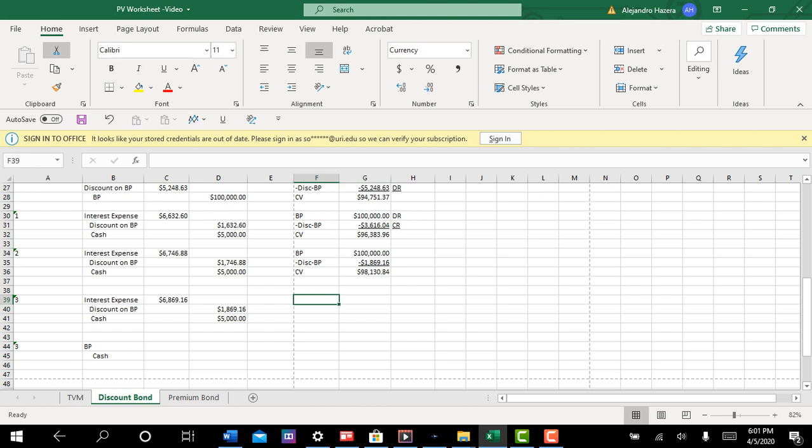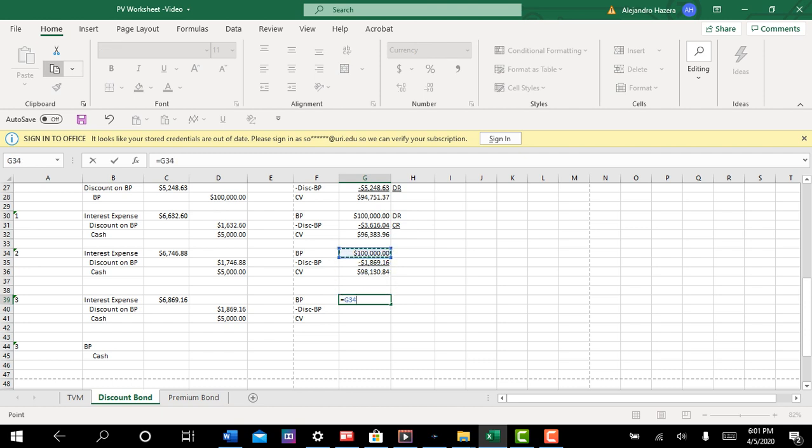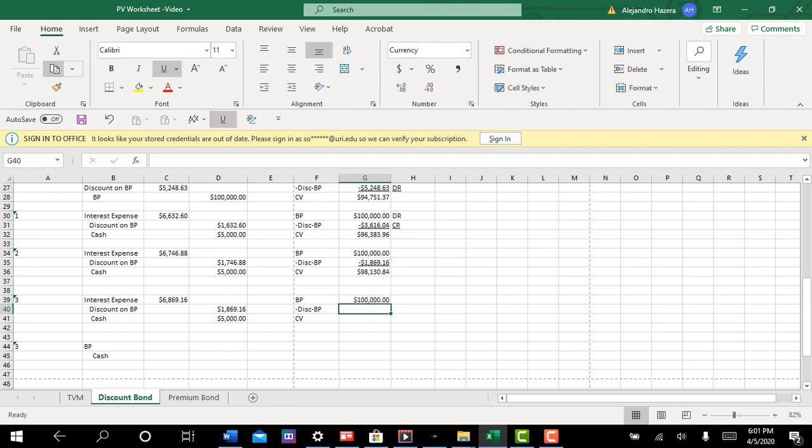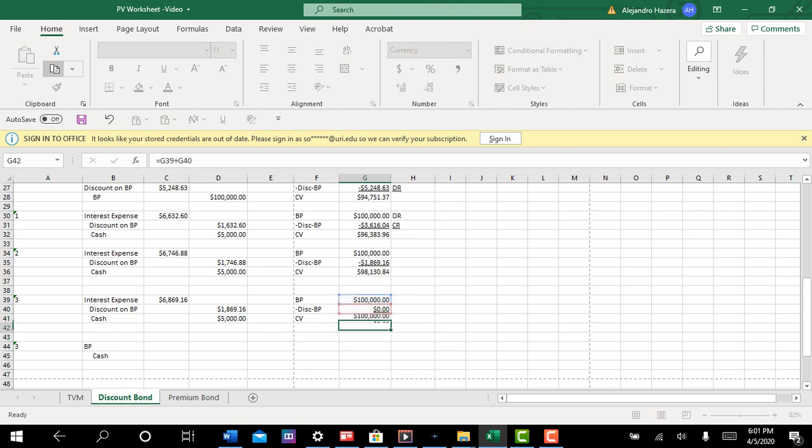So your new amount on your balance sheet is going to look like this. Your new bond amount is $100,000. That hasn't changed. What has changed is our carrying value. So if you take that carrying value and add that carrying value, this is as of the end of year 3, you're going to have a discount of 0. So your final carrying value is equal to the face of the bond.